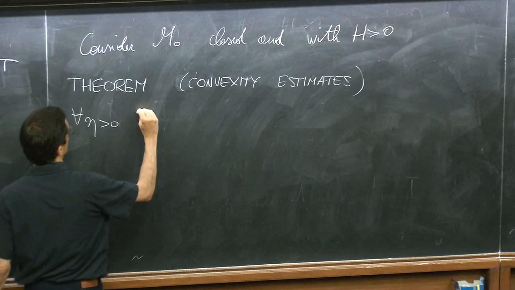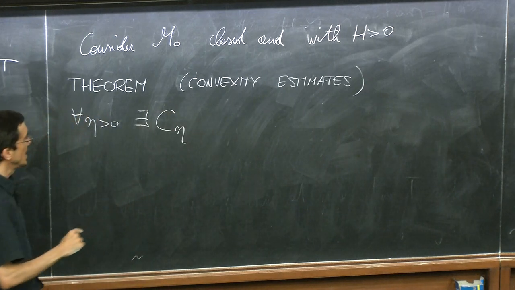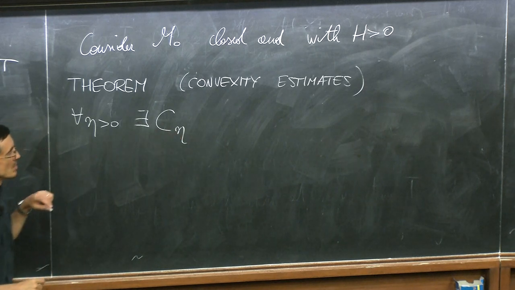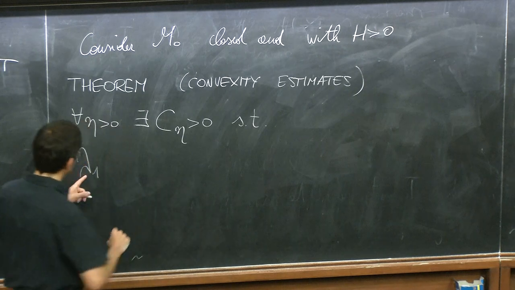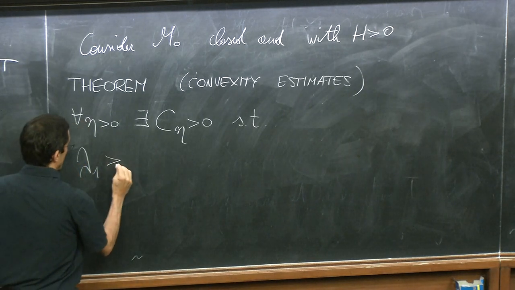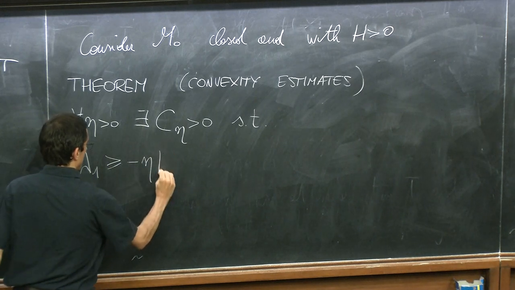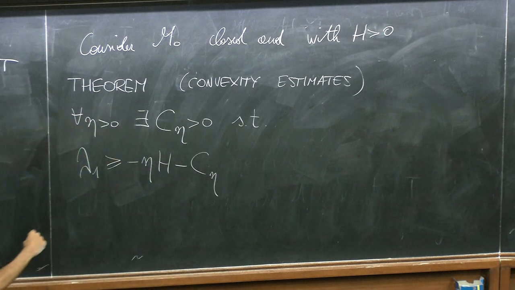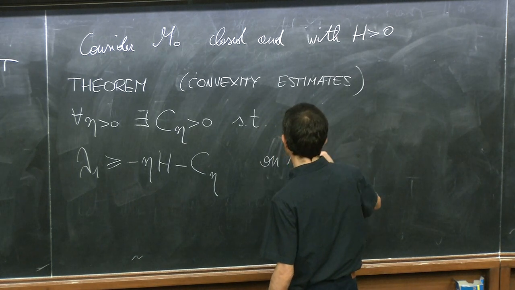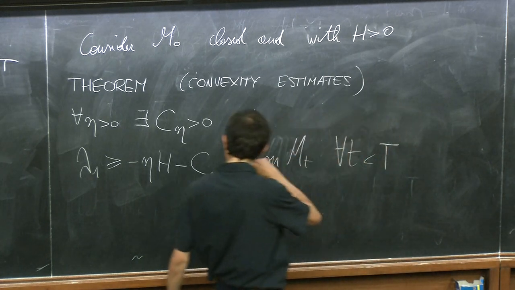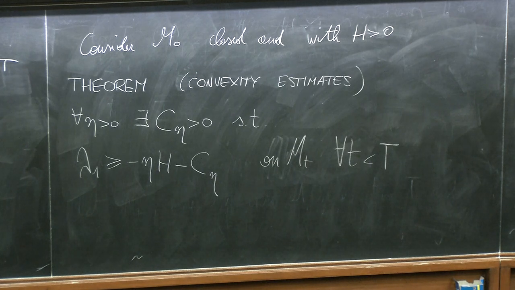for every positive eta, there exists some constant C_eta, only depending on eta and on the initial value, such that the smallest curvature, and the others as well, satisfy this estimate from below for every point on M_t, for every t up to the singular time. So lambda_1 greater than or equal to 0 would be convexity. Here, we never really have convexity. We can only say lambda_1 is greater than something negative.